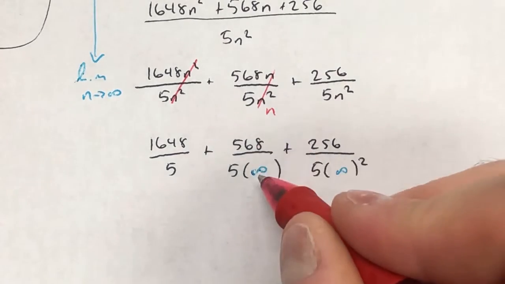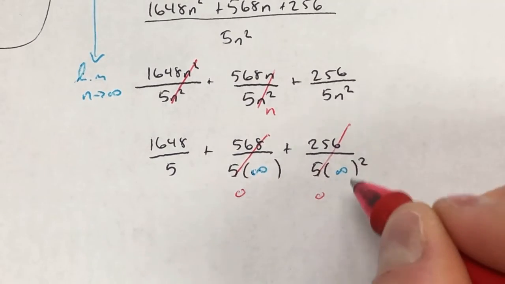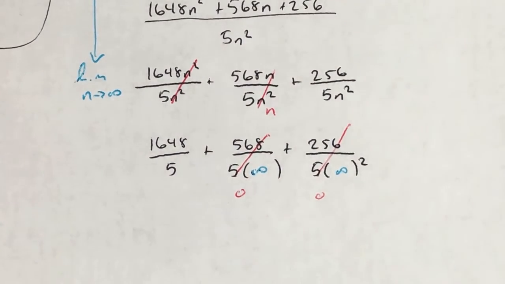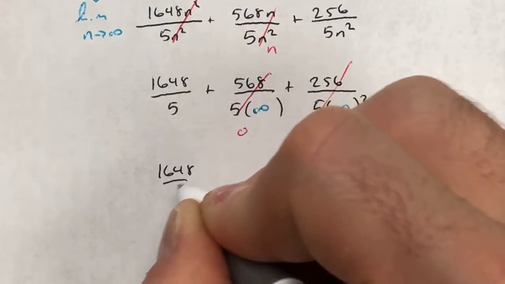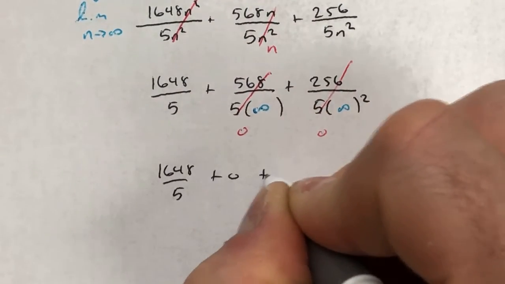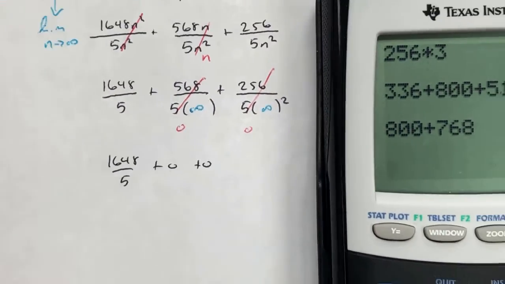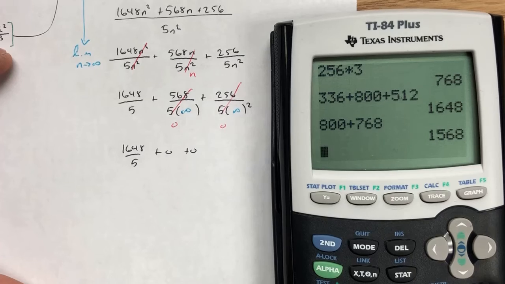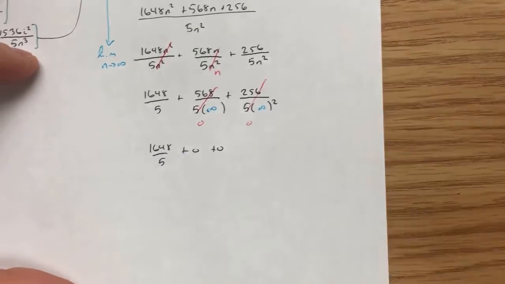And we know that anything divided by infinity is going to reduce down to 0. Same over here. I've just got a bigger infinity. So really what we're asking is, what is 1648 divided by 5 plus 0 plus 0? So let's see what we get for our final answer. So we get 1648 divided by 5, and we get 329.6.